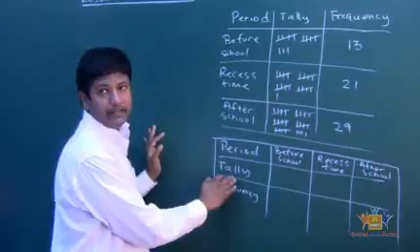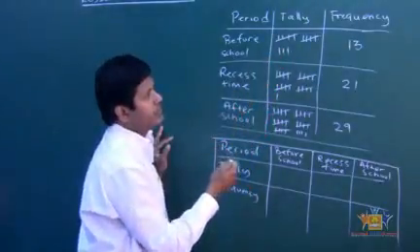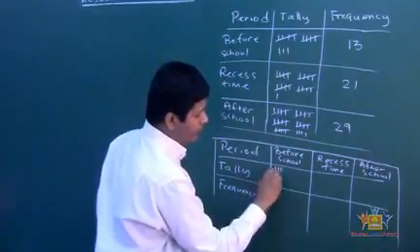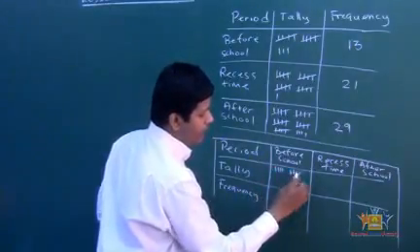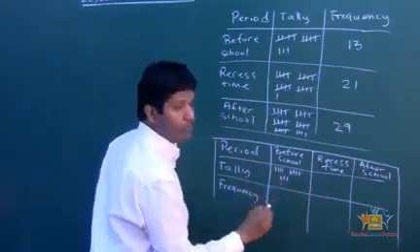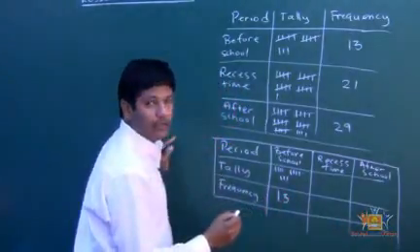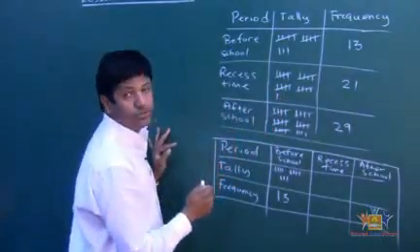Then you start tallying, okay? We already got the tally, which is 13 for before school. So you just say 1, 2, 3, 4, 5, 1, 2, 3, 4, 5. That makes it 10, 1, 2, 3. And the frequency would be what? 13, exactly.